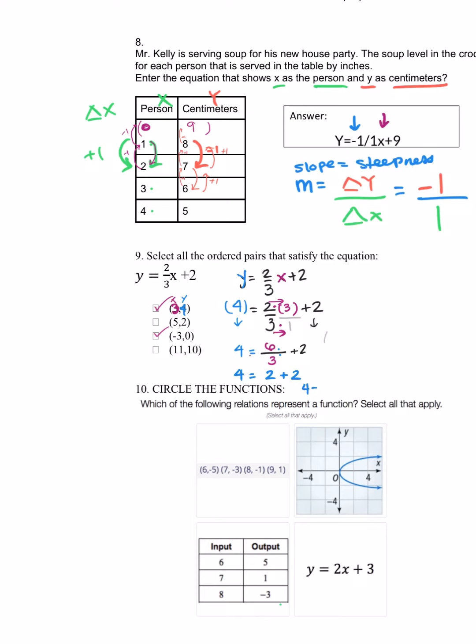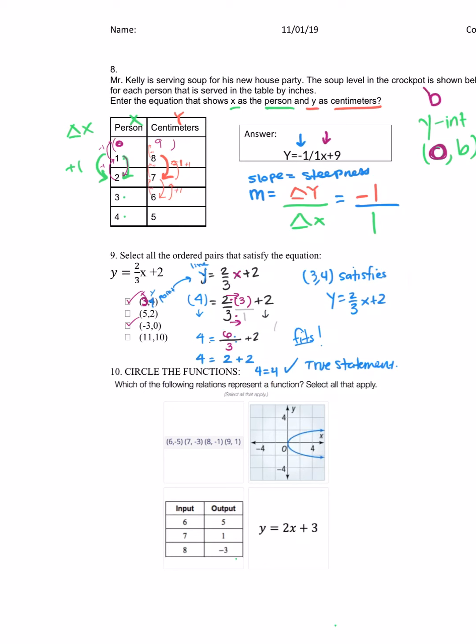So what does that say? 4 equals 4. Is that true? That is a true statement. That means you did your math right. That means that when you put the point into the line, it fits. So 3, 4 satisfies y equals 2 over 3x plus 2, which means there's your line and your point is on the line. So this is a good one. This one is not. That one is not.